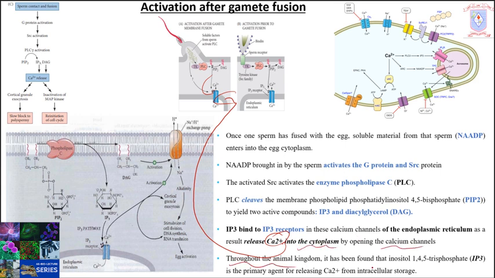Throughout the animal kingdom, it has been found that IP3 is the primary agent for releasing calcium from intracellular storage, such as the endoplasmic reticulum. So, in different cell signaling systems, you can see this action of IP3 activating the calcium channels on the endoplasmic reticulum, and as a result, calcium gets released into the cytosol, which is a common pathway in different signaling pathways.